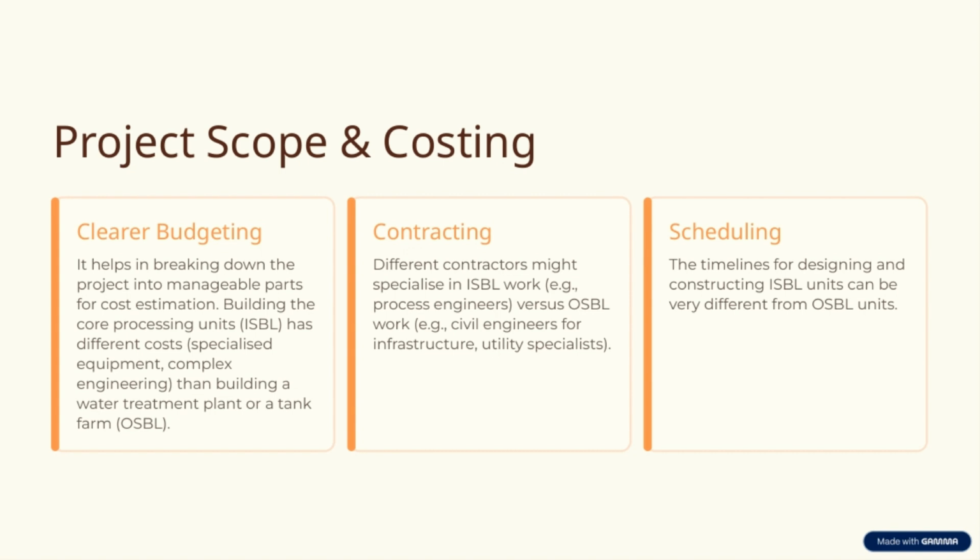Lastly, scheduling plays a key role. The design and construction timelines for ISBL units can be quite different from those for OSBL units. Understanding these differences helps us plan better and avoid delays, ensuring that each part of the project aligns smoothly with the overall timeline. All these aspects, budgeting, contracting, and scheduling, are interconnected and vital for keeping the project on track and within budget, aligning perfectly with our overall project goals.